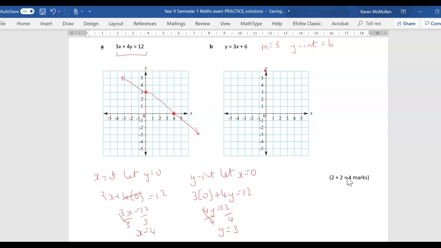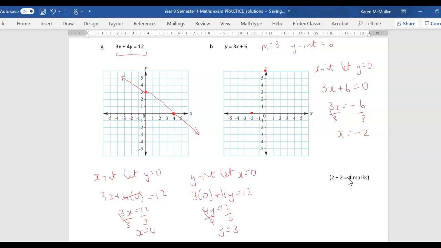So let's do the x-intercept. I'm just trying to think in my head what the x-intercept is going to be. So x-intercept, let y equal 0. So we're going to have 3x plus 6 equals 0. So 3x equals negative 6. Divide both sides by 3. So x is equal to negative 2. So there's negative 2 there.